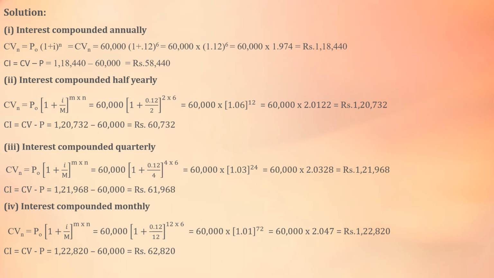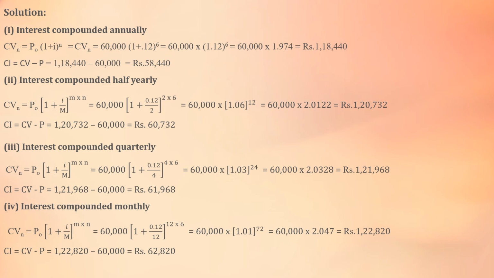CVN equals PO into (1 plus I) raised to N equals 60,000 x (1 plus 0.12) to the power 6 equals 60,000 by 1.12 to the power 6 equals 60,000 by 1.974 equals 1,18,440 rupees. C equals CV minus P equals 1,18,440 minus 60,000 equals 58,440 rupees. 1.12 raised to 6 can be found directly from the calculator, or multiply it 3 times and then multiply the result by itself.